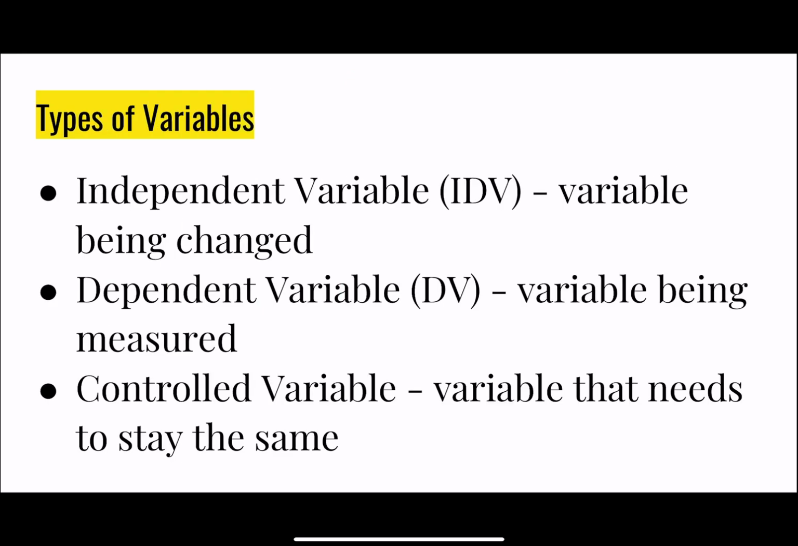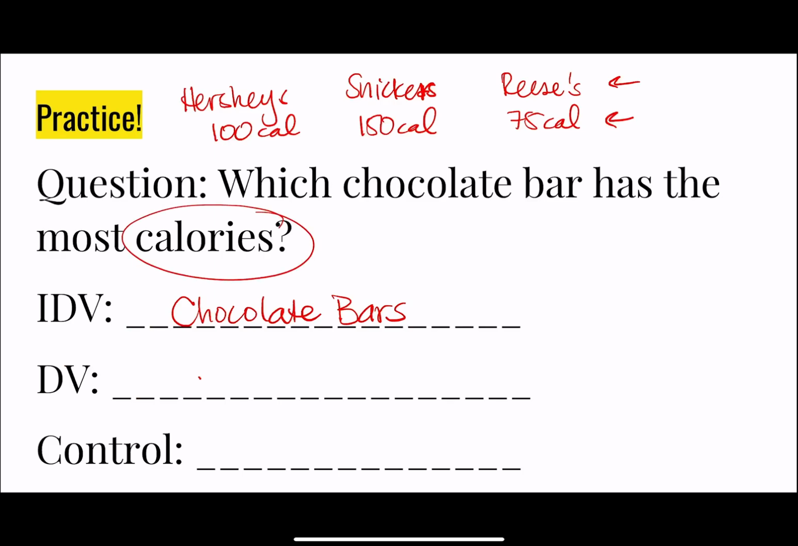So then going back to dependent, the dependent is the one being measured. So what are we measuring? We are measuring calories. And again, this one is more of looking at numbers. There will be times where we are actually measuring temperature, mass, volume, even time, stuff like that. So that is our dependent.